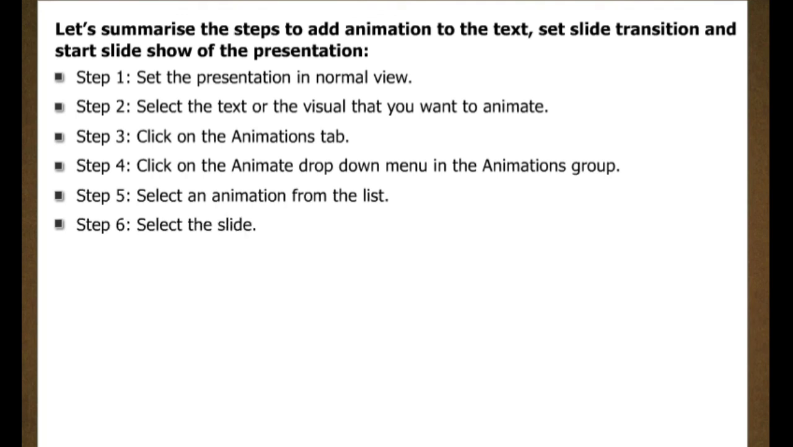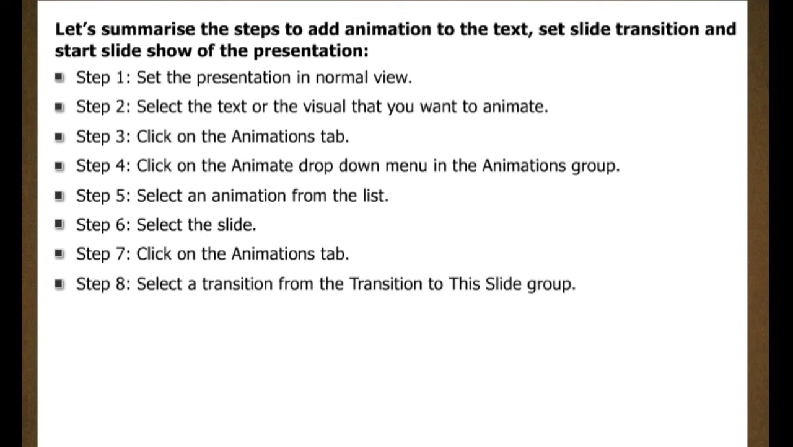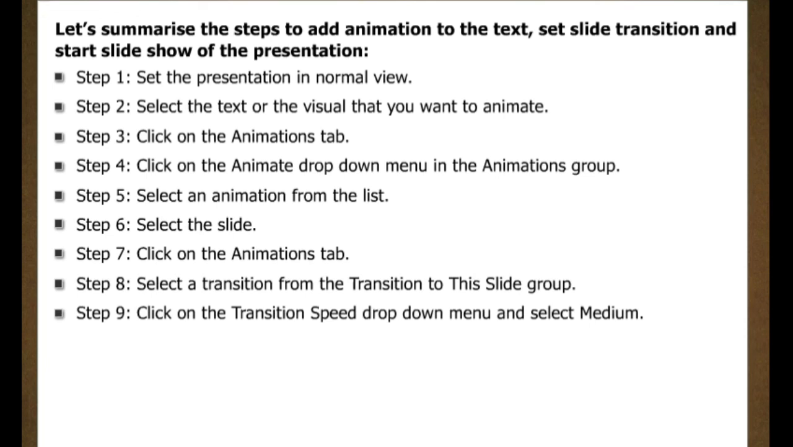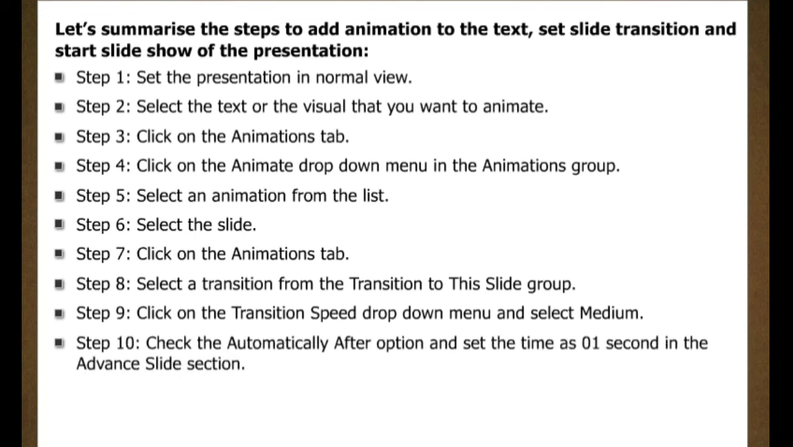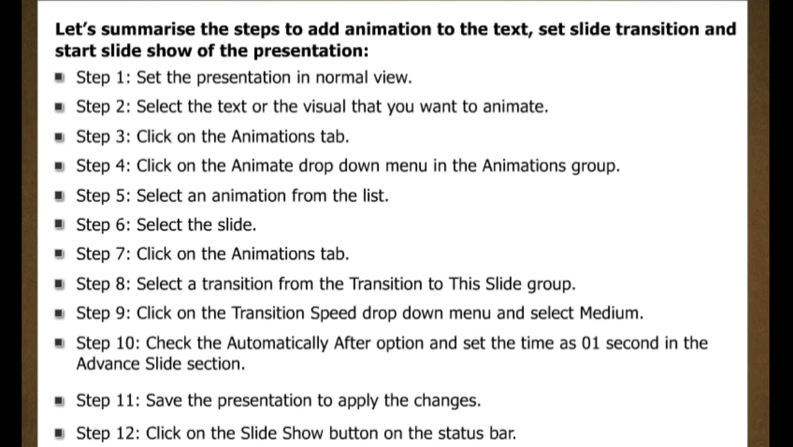Step 6. Select the slide. Step 7. Click on the Animations tab. Step 8. Select a transition from the Transition to this Slide group. Step 9. Click on the Transition Speed drop-down menu and select Medium. Step 10. Check the Automatically After option and set the time as 0, 1 second in the Advance Slide section. Step 11. Save the presentation to apply the changes. Step 12. Click on the Slideshow button on the status bar.